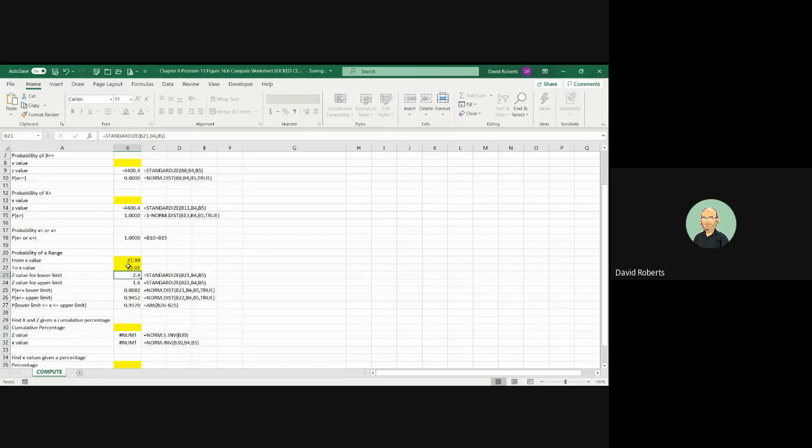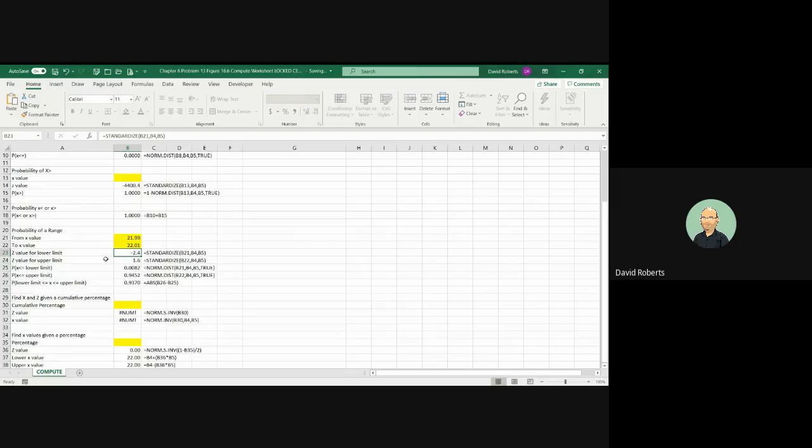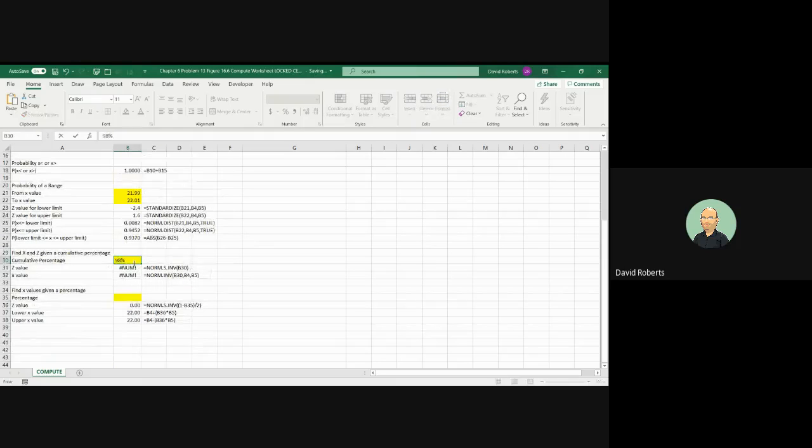In part C, we want the diameter that will be exceeded by only 2%. So we go down to cumulative probability and we type 98. And we wind up with 22.01. It's actually 22.0123 if you want more decimal places.